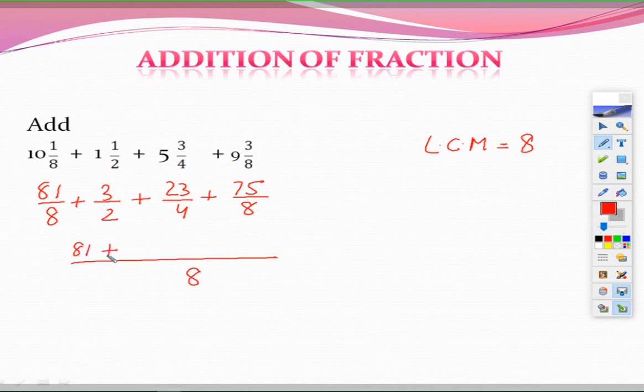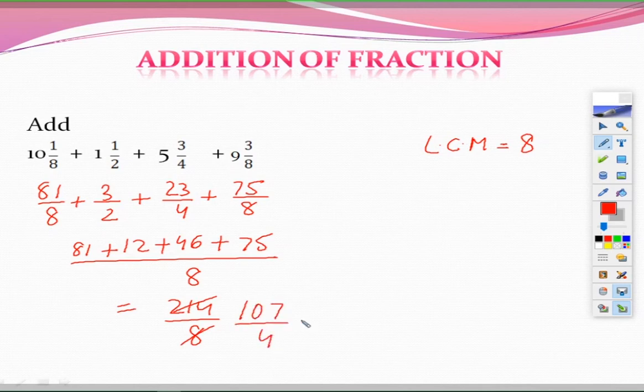Here it is 81 plus 2 into 4, 3 into 4, that is equal to 12 plus 4 into 2, 23 into 2 is equal to 46 plus 75. Add up. After adding, how much do we get? 214 by 8. Now you can change this into simplest form. What is the common factor among them? It is 2. So 107 by 4.